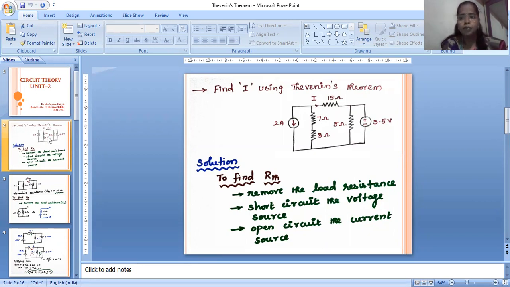Before that, you have to find out which resistance is acting as the load resistance. Here you see they told us to find I. I is nothing but the current flowing through the 15 ohm resistance. So in this problem, 15 ohm is the load resistance, and you have to remove that load resistance. So first point, first you have to remove the load resistance. Then only you move to the second point.